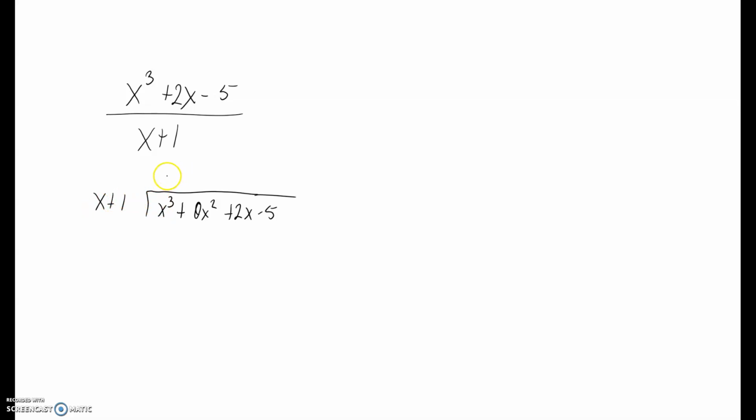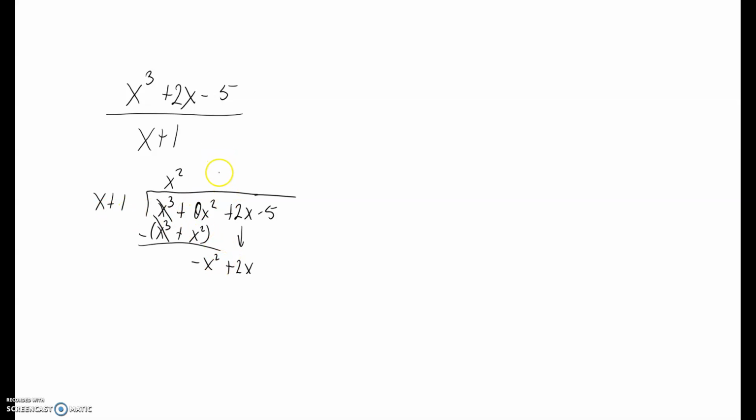X times what is x cubed? That would be x squared. X squared times x is x cubed. X squared times 1 is going to be x squared. And just like before, I subtract out the entire expression, so those cancel as they should. I'll be left with negative x squared, because the plus 0x squared doesn't do anything. Drop down the next term, and then repeat again.